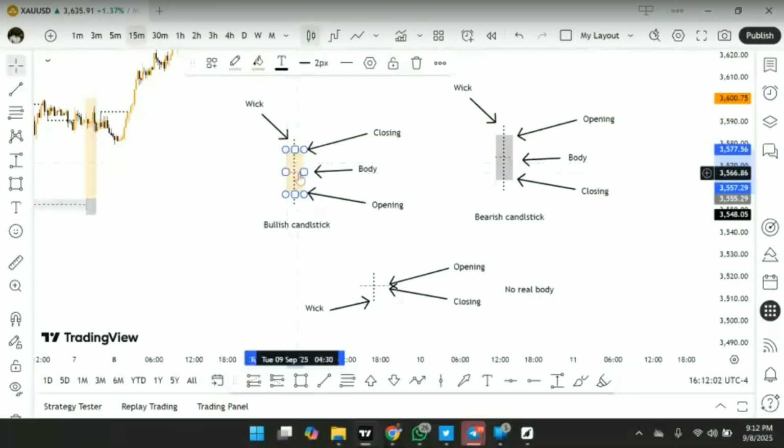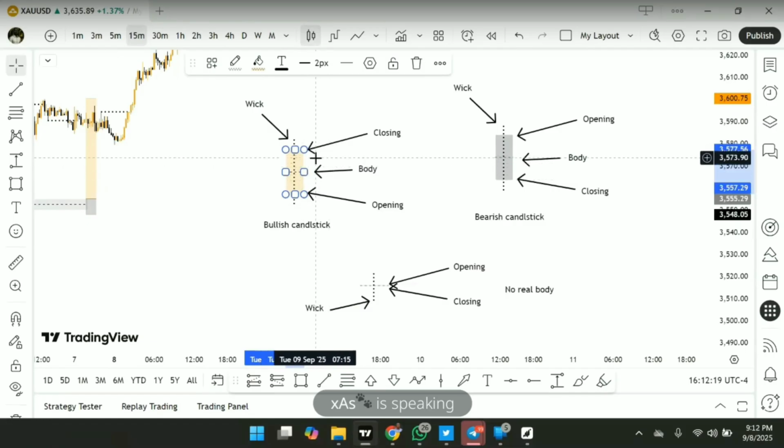Now, this bullish candlestick was not like this when it first opened. It opens from here, it was pushed down, creating this wick you are seeing. Also pushed up, creating this wick you are seeing. The buyers and the sellers now decided to close at this current price. I don't know if I'm making sense.